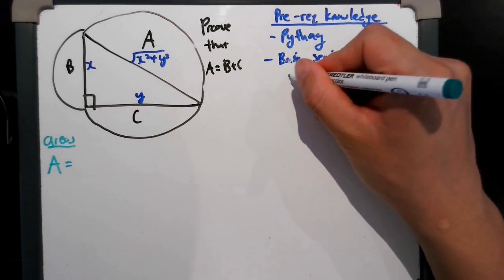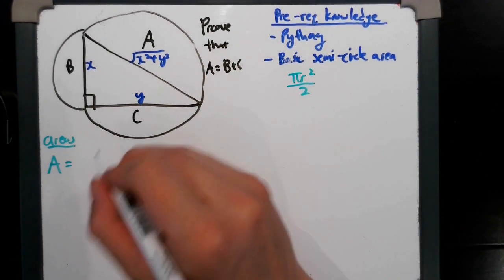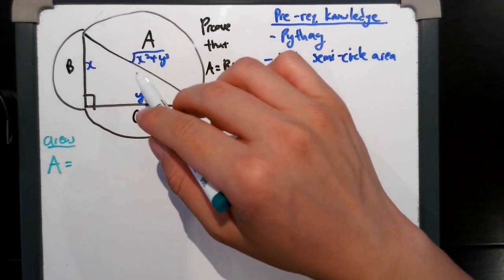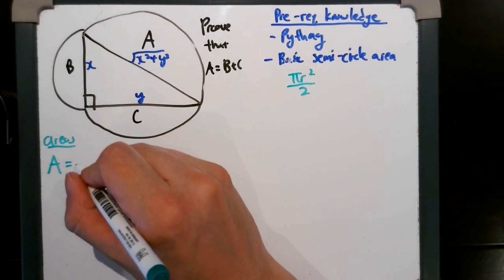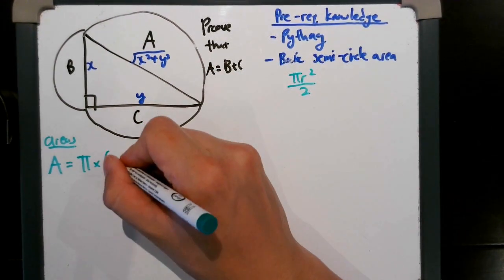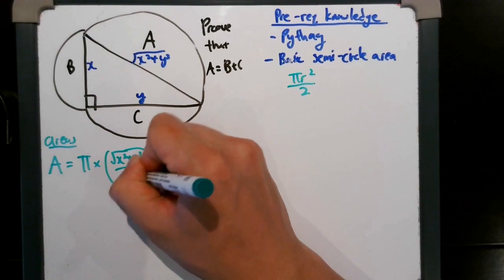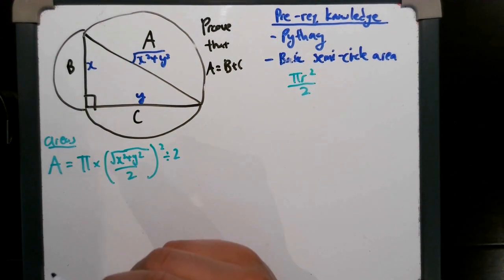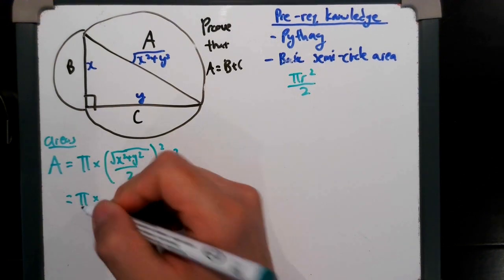Semicircle area is pi r squared over 2, because it's just half of a circle. But we have to convert diameter into radii first as well. So it's just halving everything. So we'll do pi times the radius, which is this, over 2 squared, and then the whole thing divided by 2. So x squared plus y squared over 2 squared, and the whole thing divided by 2 because it's a semicircle.